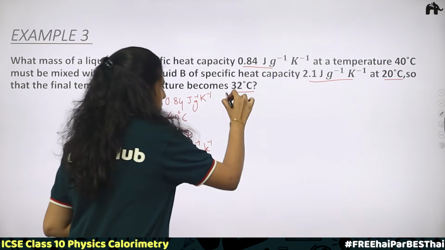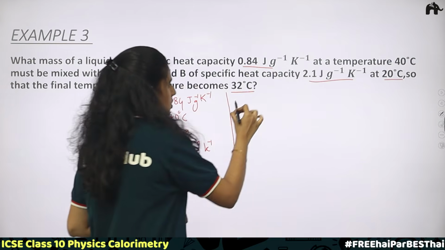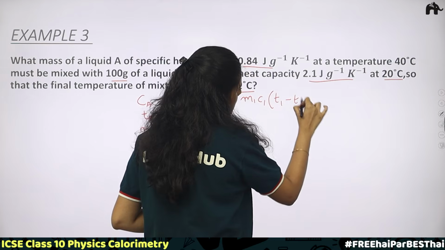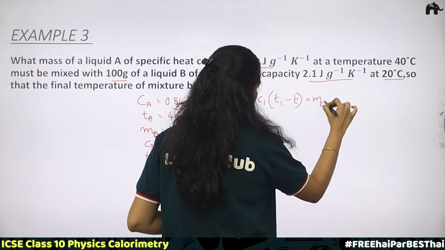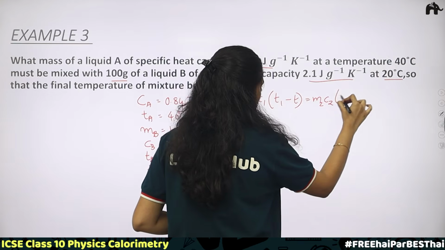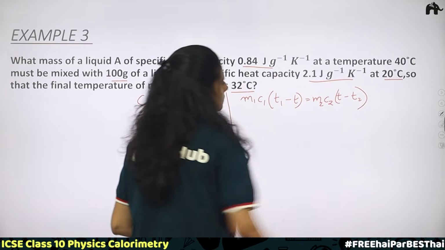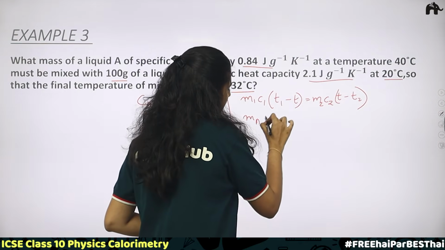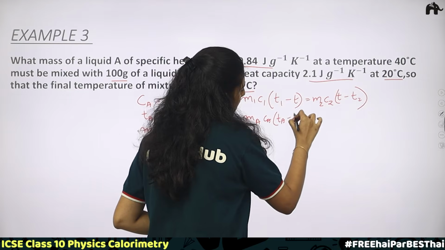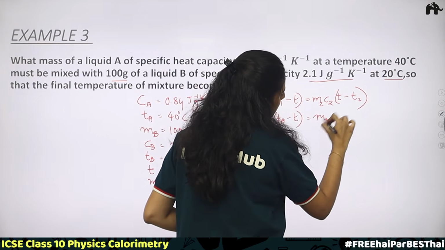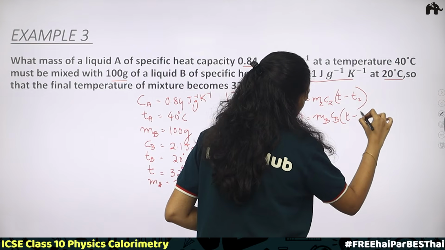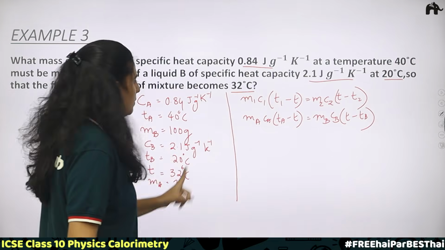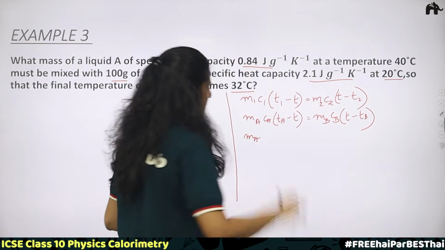Now according to the principle of calorimetry, we have a mathematical expression: M1 C1 into T1 minus T is equal to M2 C2 into T minus T2. Now put all the values. Here we have taken A and B. MA CA into TA minus T is equal to MB CB into T minus TB. Put the values. MA we don't know. We have to find MA. Keep it as it is.